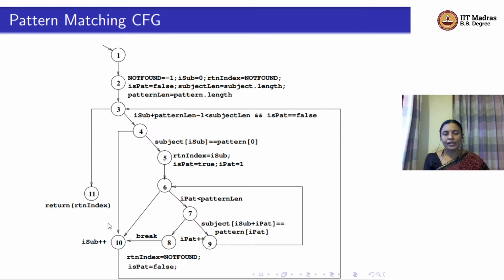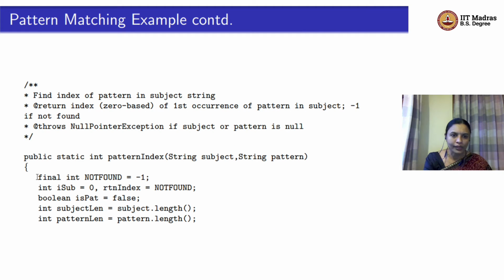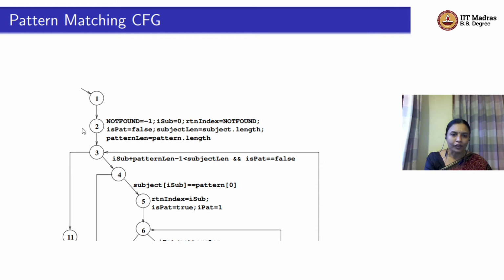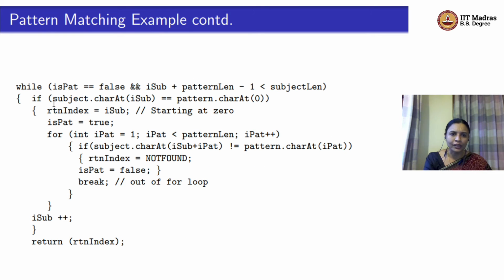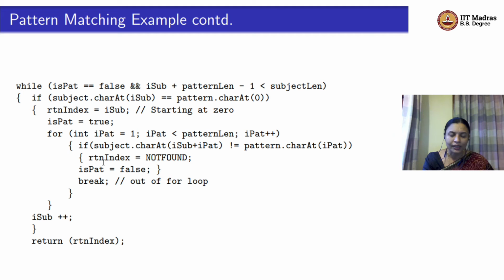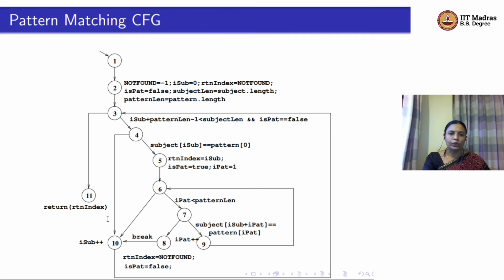There's going to be an initial node, and then node 2 represents all these statements. Let me just go up a little bit back and forth. Node 2 represents these initializations. After that, the code starts with this while statement, there's an if statement, there's a for statement, and there's another if inside that. Just remember the structure mentally. That's exactly what the CFG is going to capture. Node 3 represents the while statement.